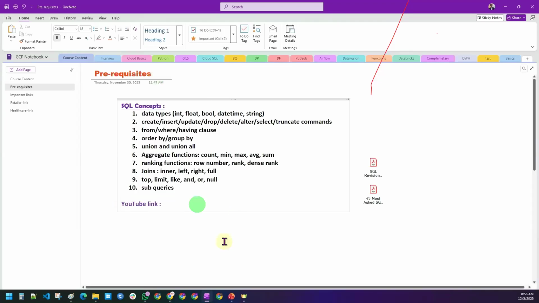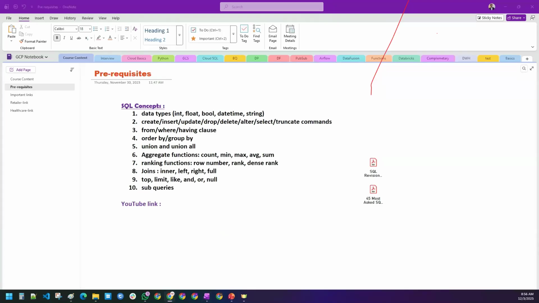Where you can learn the SQL in a simple way in a very less time. Yes, I'll do that. Anyone have any other questions? Guys, please raise your hand. Let me go to the chat box. One minute, guys, let me go to the chat box and see.